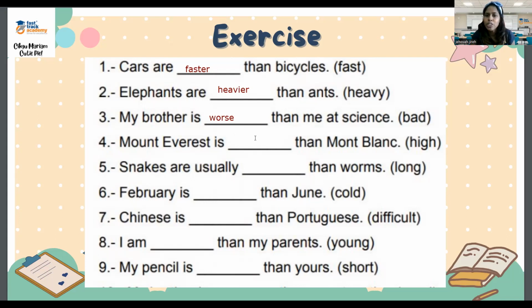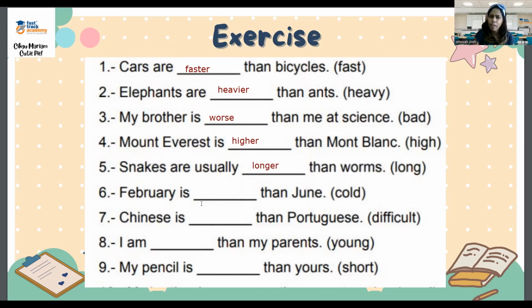Number four, Mount Everest is than Mont Blanc. The word high. How do you say? More high or higher? Yes, you use the comparative word higher. Just add an ER. Okay. If you see the word than, you don't have to write the word. Okay. Snakes are usually long than worms. How do you change that into comparative adjective? Yes, you say snakes are longer than worms.